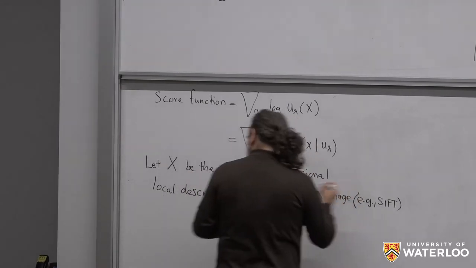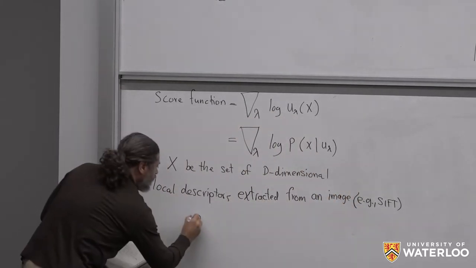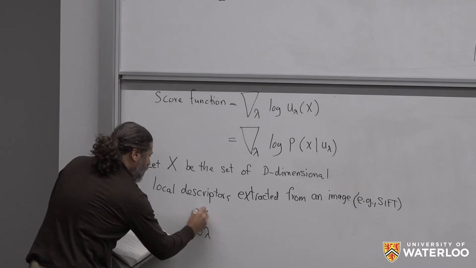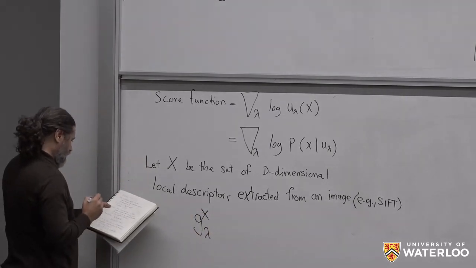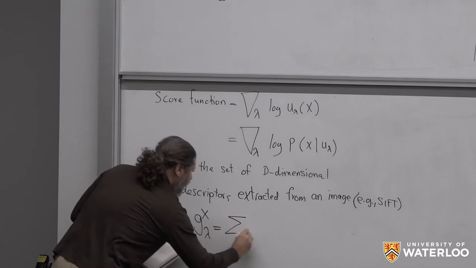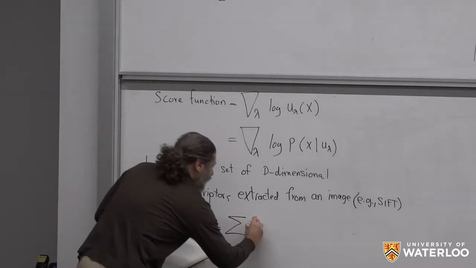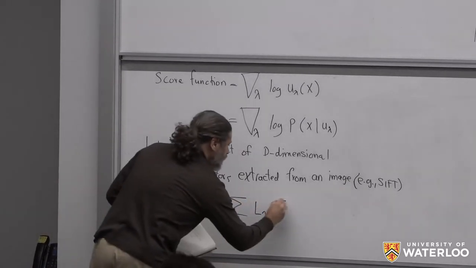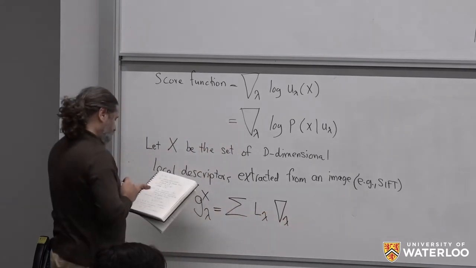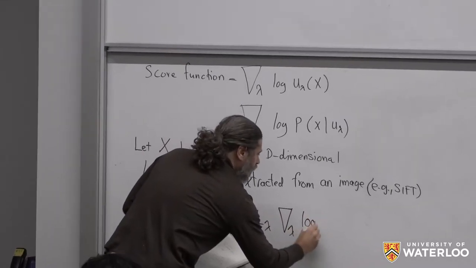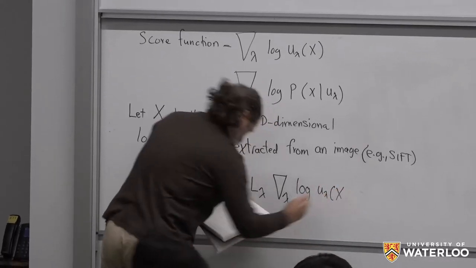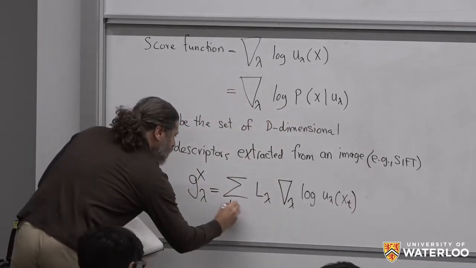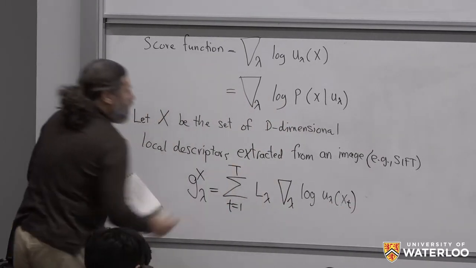Then we can say that my score function as a function of lambda operating on x, the g, so g lambda of x is equal to the sum of L, a new function L as a function of lambda, times the gradient with respect to lambda of log of u lambda of xt, where t goes from 1 to T.